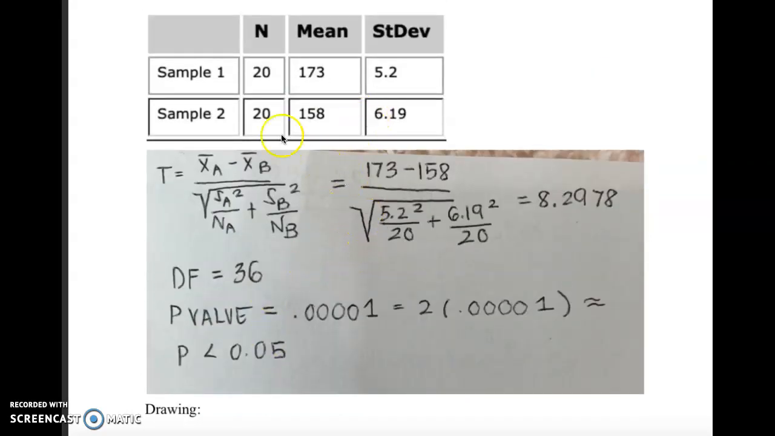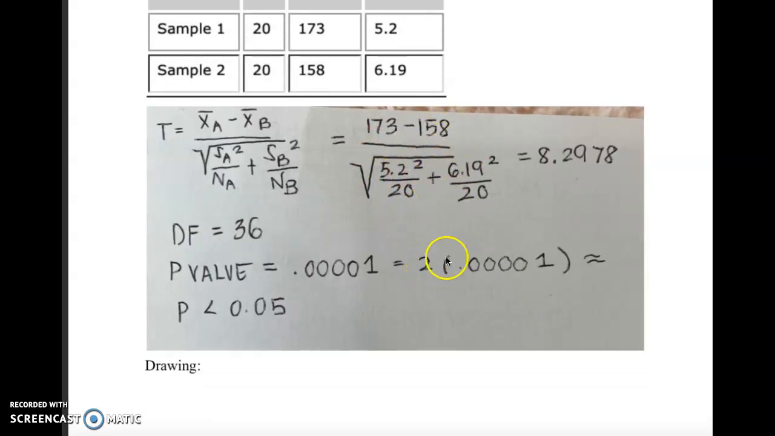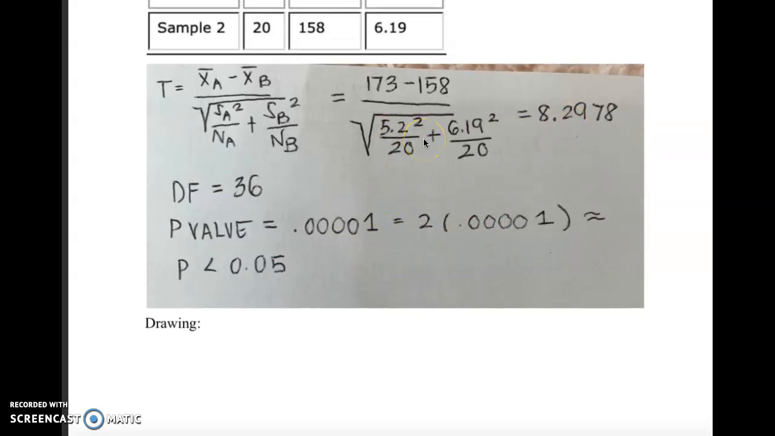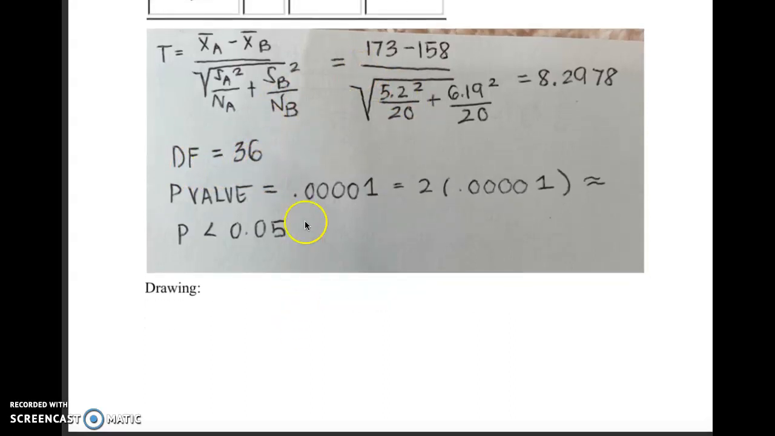So starting with the t-score, I copied down the formula on the left side and then inputted the data, as you can see on the right. After solving this equation, I got a t-score of 8.2978. So using an online software or a degree of freedom calculator, I calculated the degree of freedom was 36. Using the degree of freedom and t-score, I solved for the p-value, which is 0.001.